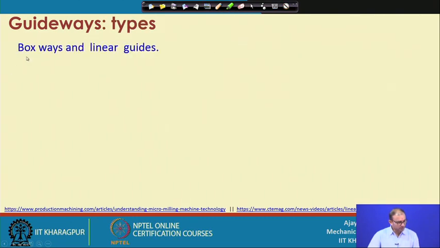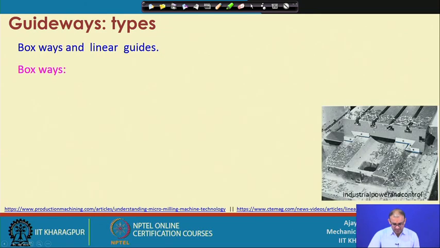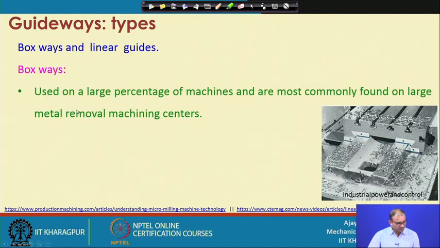So, what are the types? We have seen that there are two types, one is the box ways, that is more conventionally used in almost all the machines, and another one is the linear guides. These are the box way guides that we have seen in almost all the machines, conventional as well as CNC machines. It is used on a large percent of machines and is most commonly found on the large material removal machining centers.